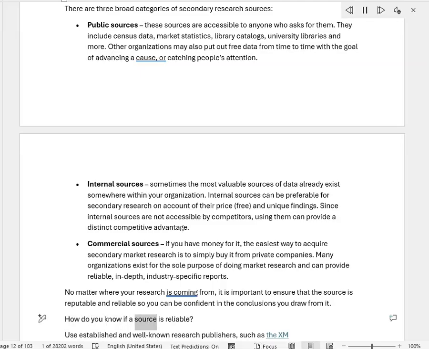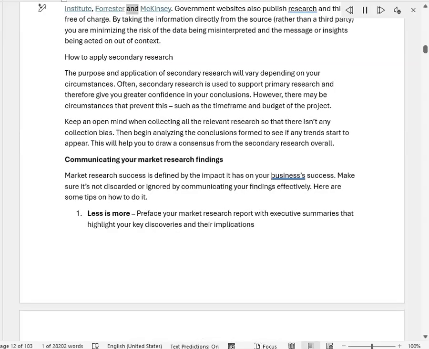How do you know if a source is reliable? Use established and well-known research publishers, such as the XM Institute, Forrester, and McKinsey. Government websites also publish research and this is free of charge. By taking the information directly from the source, rather than a third party, you are minimizing the risk of the data being misinterpreted and the message or insights being acted on out of context.